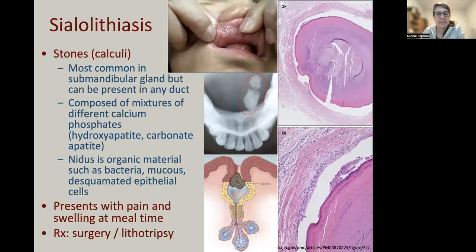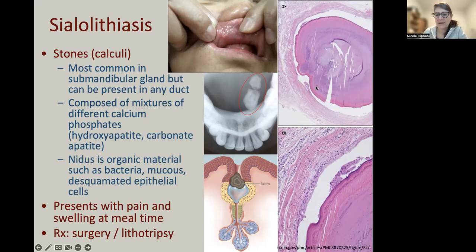So sialolith, next kind of swelling that you may see in submandibular glands, right? Most commonly in the submandibular, but can be present in any duct. So this is a mixture of various calcium phosphates that organize around some kind of central nidus of bacteria, of mucus, of sloughed epithelial cells, right? And so they can be anywhere from very small in a minor duct to very large in a major duct, seen here on X-ray. Patients generally present with pain and swelling at mealtime, which makes sense, right, because they can't get the digestive enzymes out that they need to.